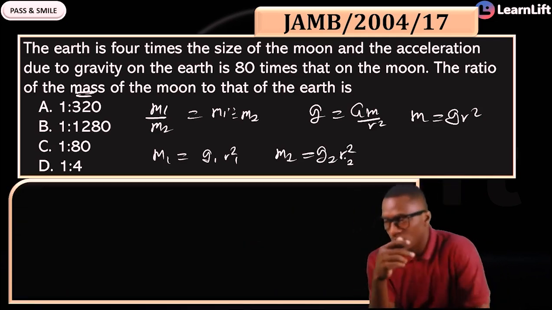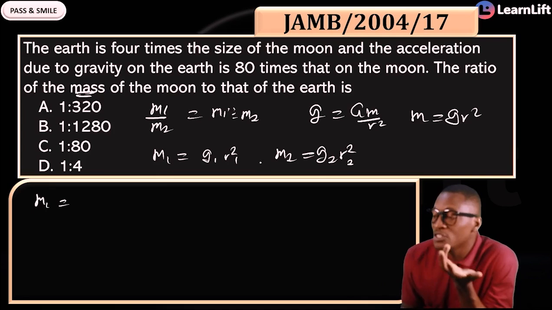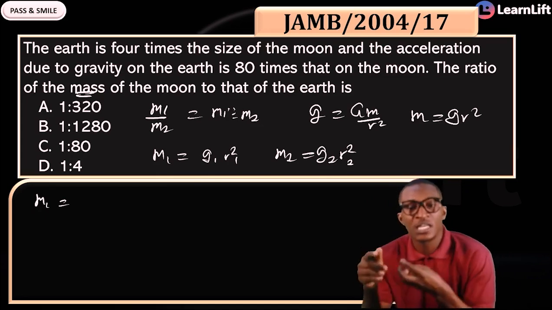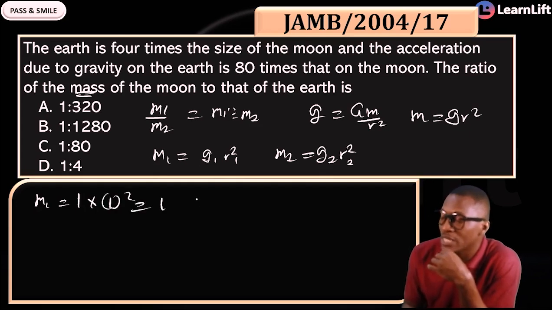Now if you look at this, for mass 1, they didn't talk anything about the initial, so we're going to take all of them as 1. Anytime they don't give anything about the initial, always take it as 1. So our solution will be 1 times 1 squared, which will be equal to 1. That means the mass M1 is equal to 1.